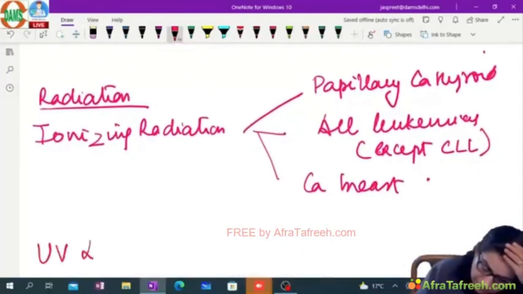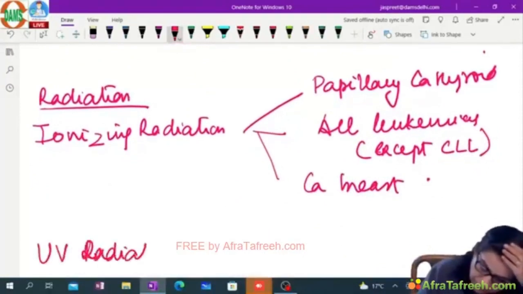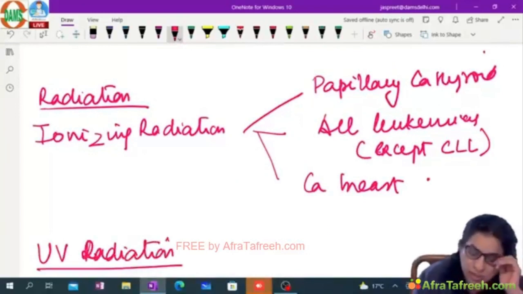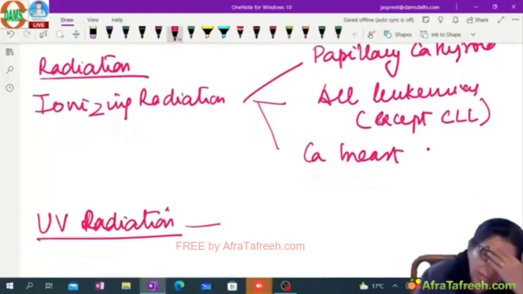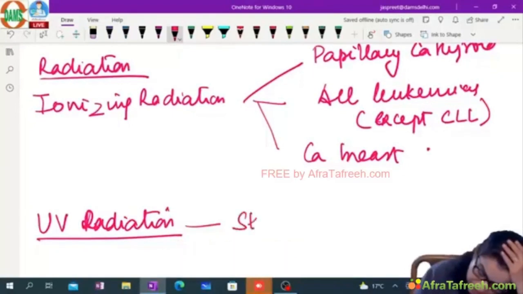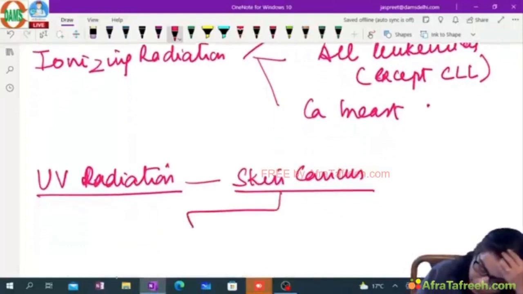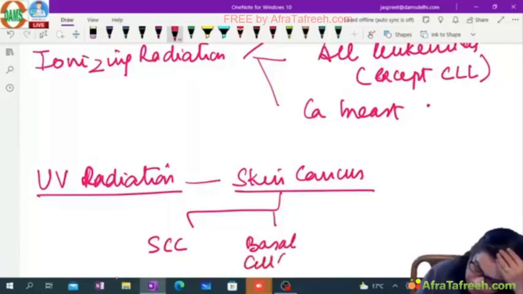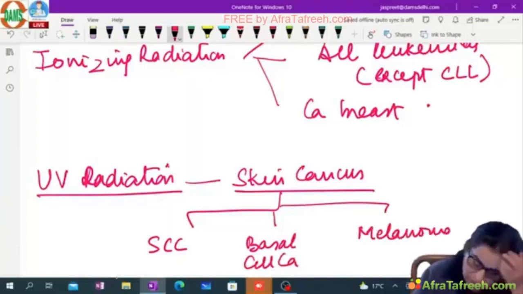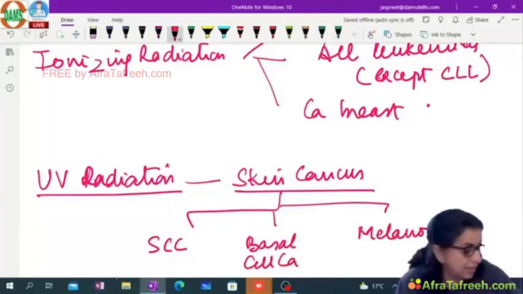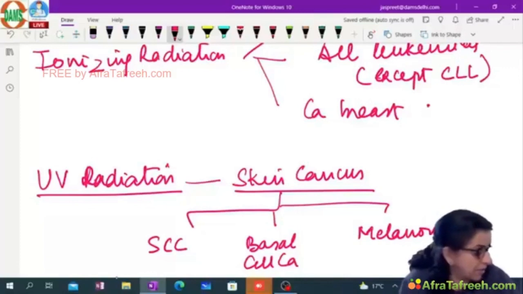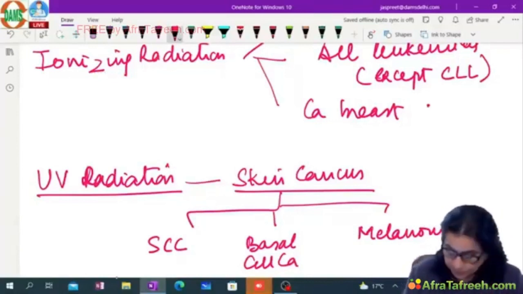Then ultraviolet light, UV radiation. UVB is most carcinogenic. UV light can cause skin cancers. In the skin cancers, you have squamous cell carcinoma, basal cell carcinoma, and melanoma skin. So all three can be caused by ultraviolet light.